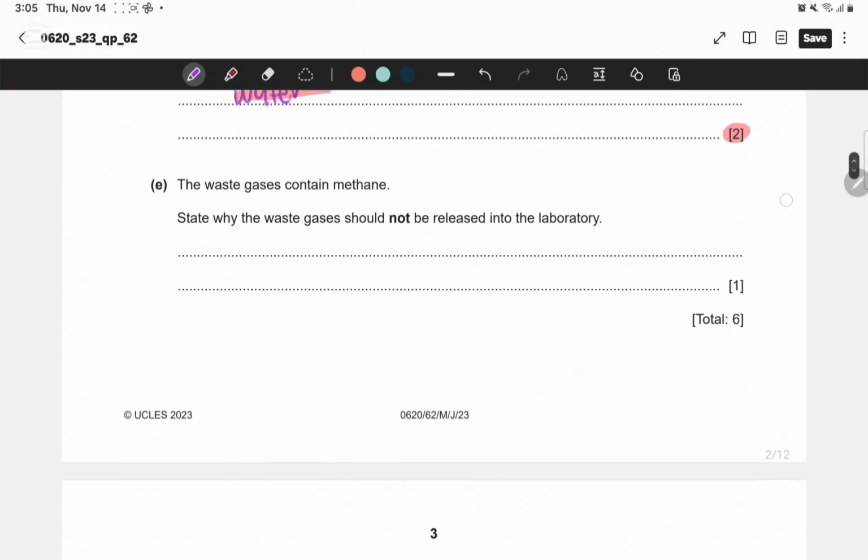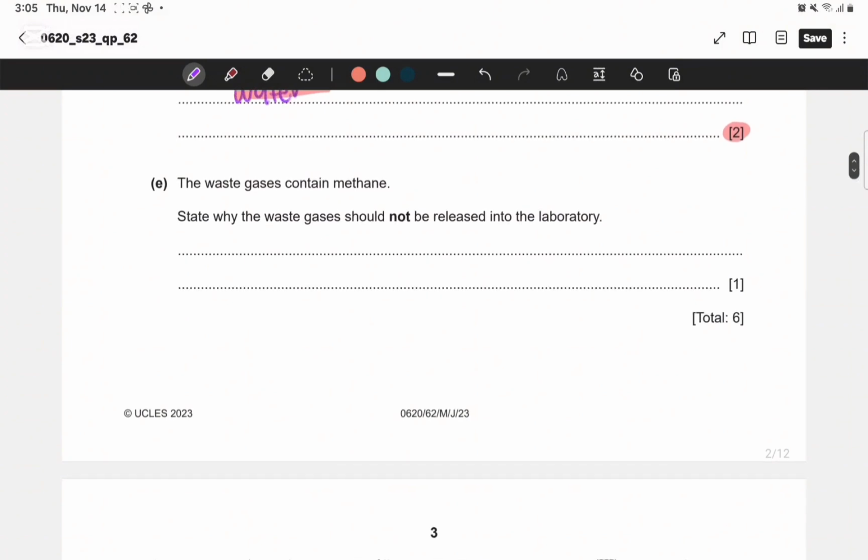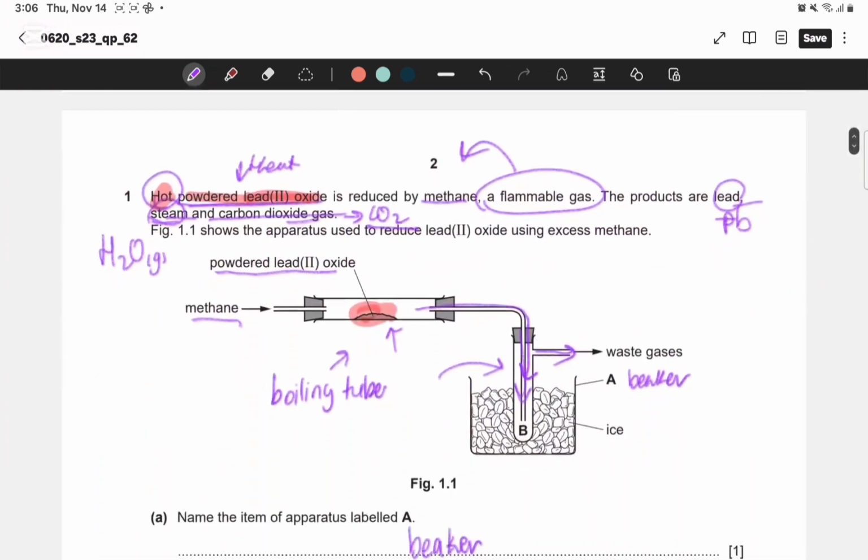The waste gases contain methane. State why the waste gases should not be released into the laboratory. Now go back to the question and read it again. Hot powdered lead oxide is reduced by methane, a flammable gas. We can stop here. Why should methane not be released into the laboratory? Because it is a flammable gas.